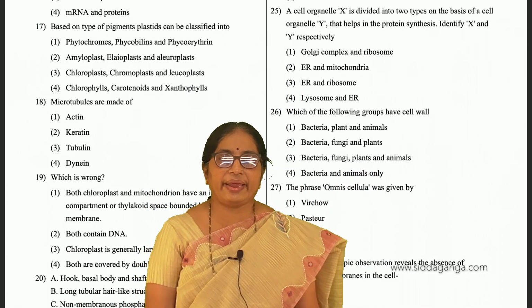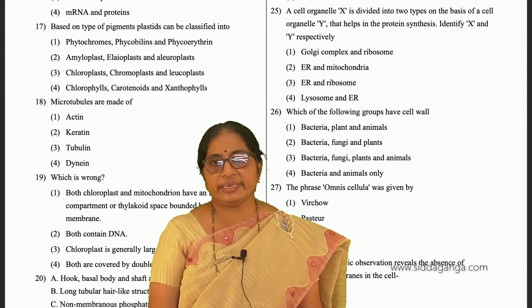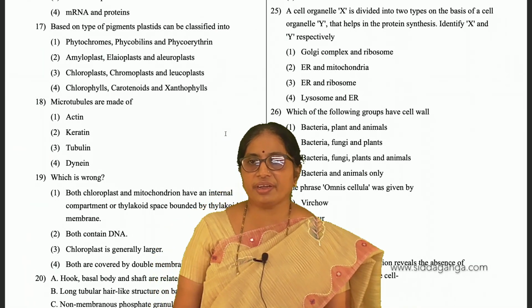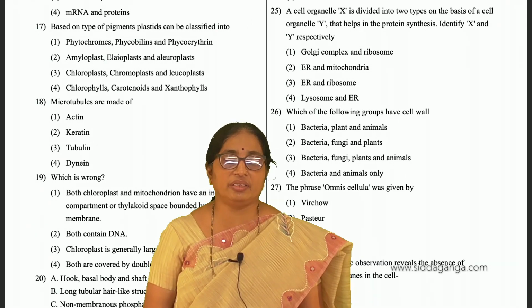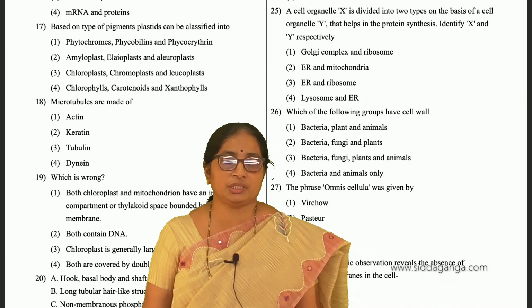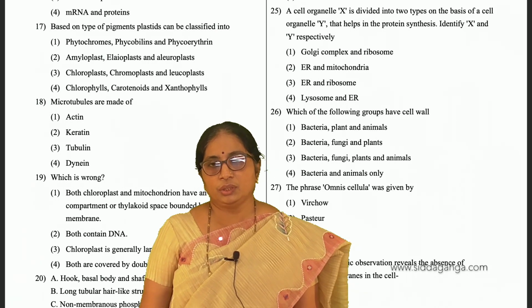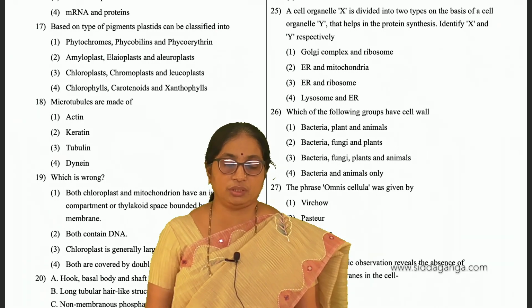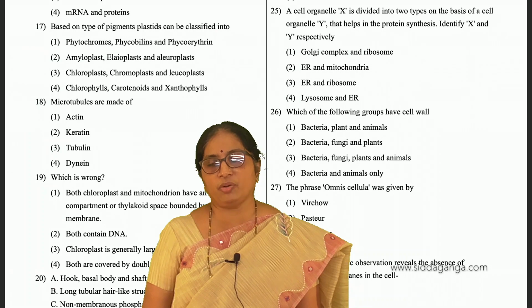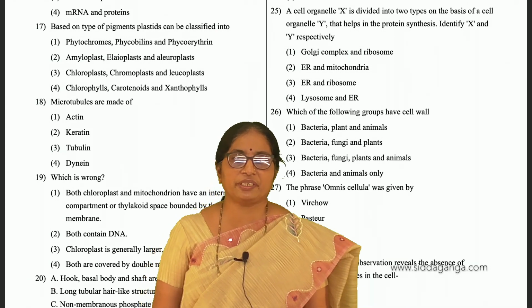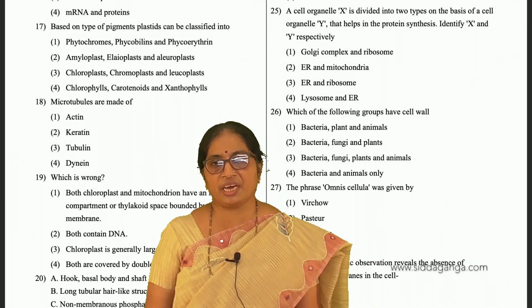a cell organelle X is divided into 2 types on the basis of a cell organelle Y that helps in protein synthesis. Identify X and Y respectively. Look at the question. A cell organelle, they are not naming it, they are just telling it is a cell organelle. It is divided into 2 types. So we can directly suspect it might be endoplasmic reticulum because it is of 2 types based on the presence and absence of ribosomes. They are rough endoplasmic reticulum and smooth endoplasmic reticulum, that is RER and SER.